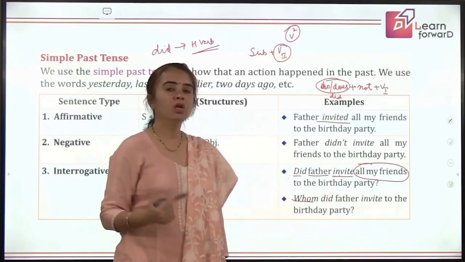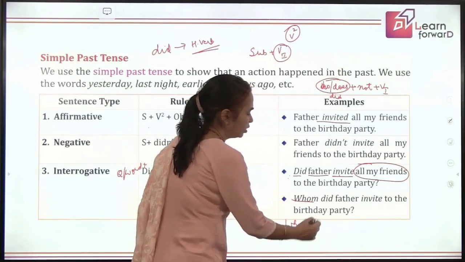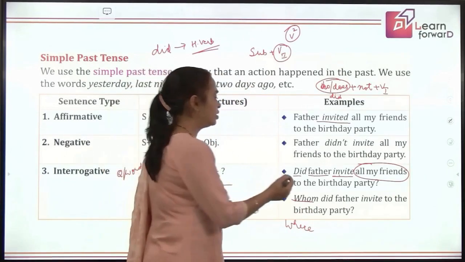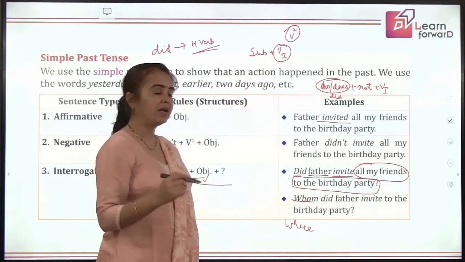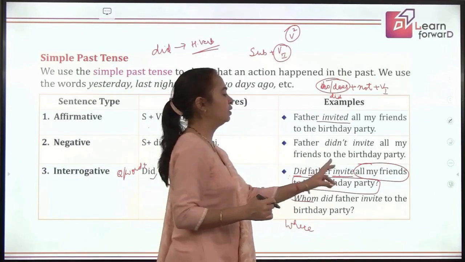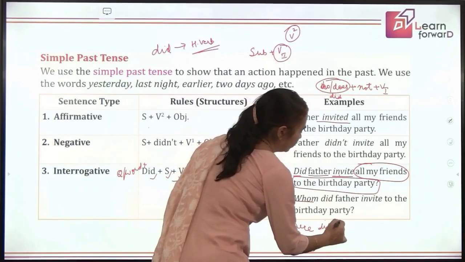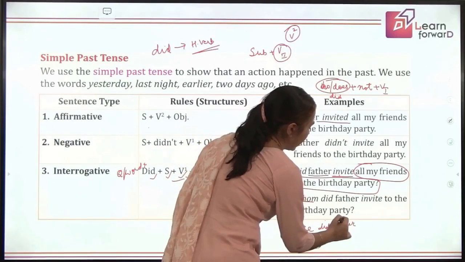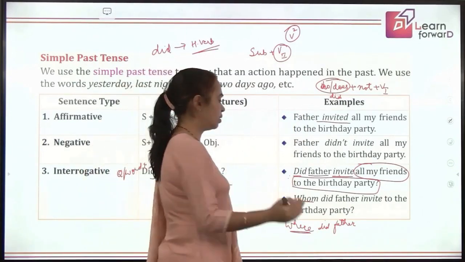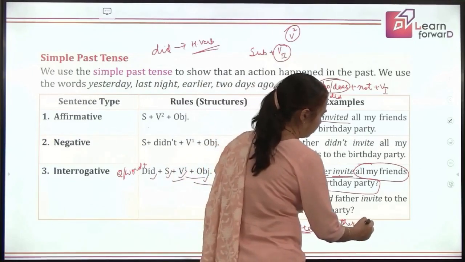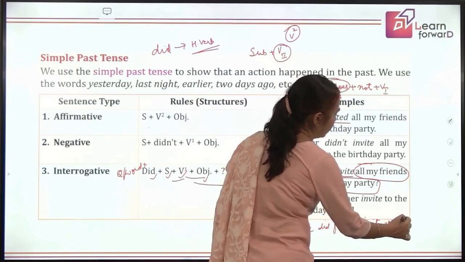And suppose you want to put the question where. Now what is the answer to your question where? The answer is to the birthday party. So we are going to skip this and your sentence will be, where did father invite all my friends? Right? So this is just to show you that whatever answer you have for the question word being introduced, you will just skip that from the sentence. Where did father invite all my friends?